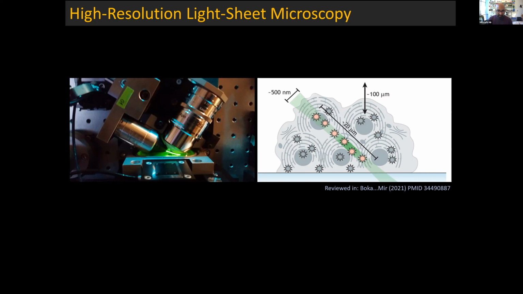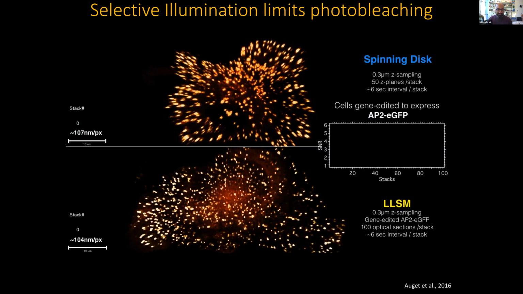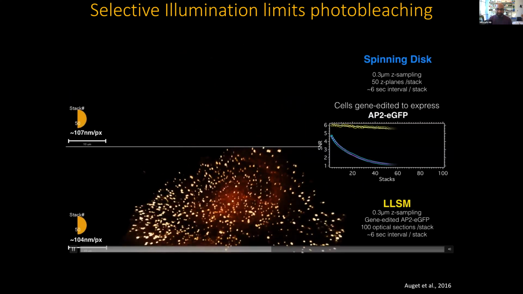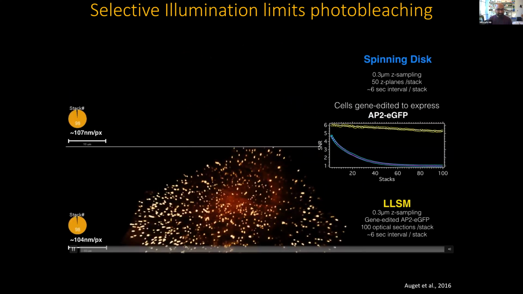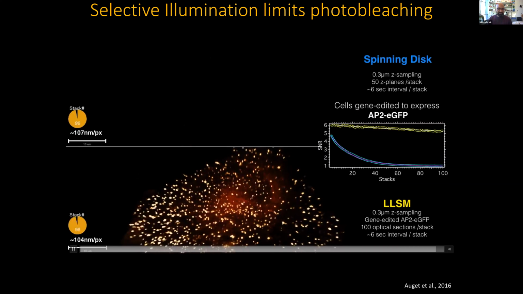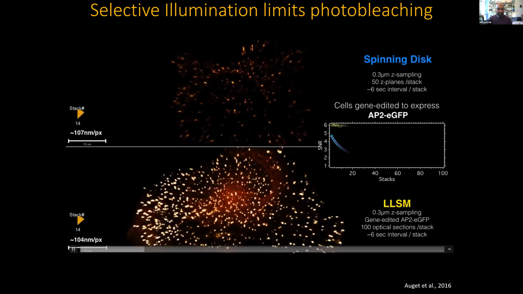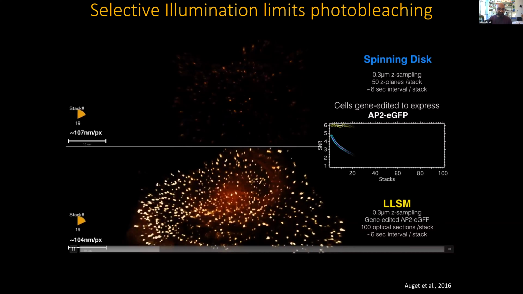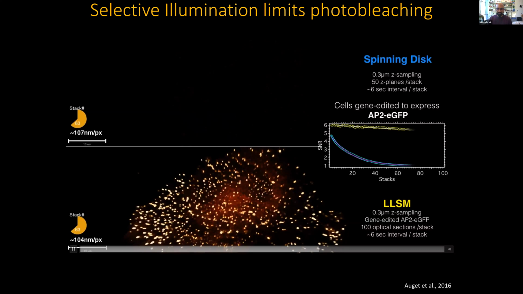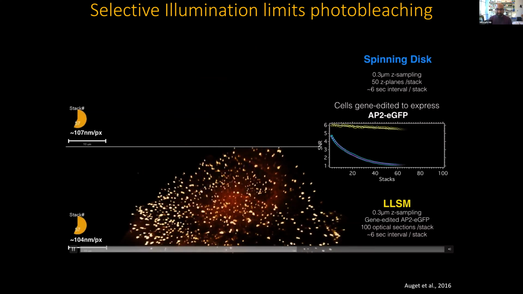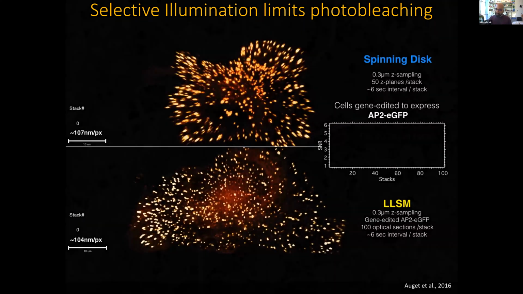Just to give you an idea, this is a comparison of spinning disk confocal microscopy, which is considered the gold standard for live cell fluorescence imaging, compared to lattice light sheet microscopy. And you can appreciate how the signal fades very quickly in the spinning disk, while at the same imaging settings with light sheet microscopy, you can maintain the signal for much longer.